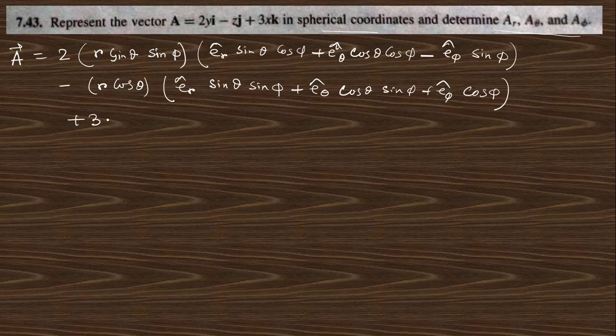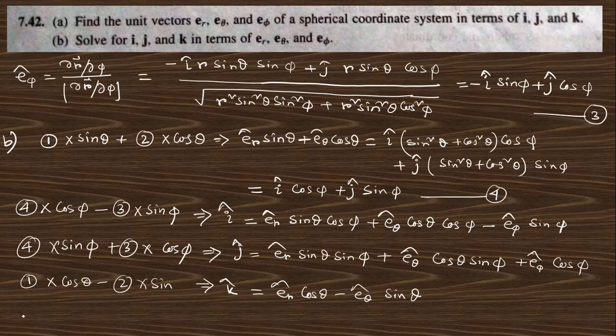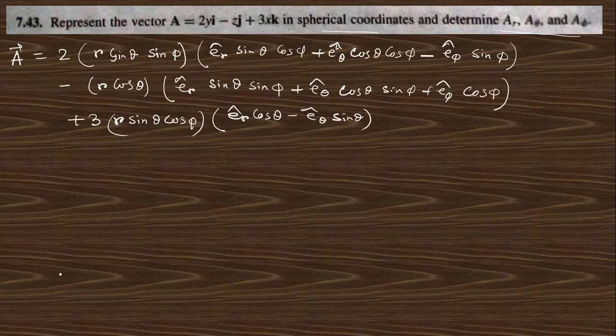Plus 3x. X is nothing but r sin theta cos phi multiplied into k cap. K cap is nothing but E r cap cos theta minus E theta cap sin theta. Just put these values or equations. If you put this equation, you will get it like that. You need to multiply this by 3, and you need to multiply this one, and you will get the equation like that.